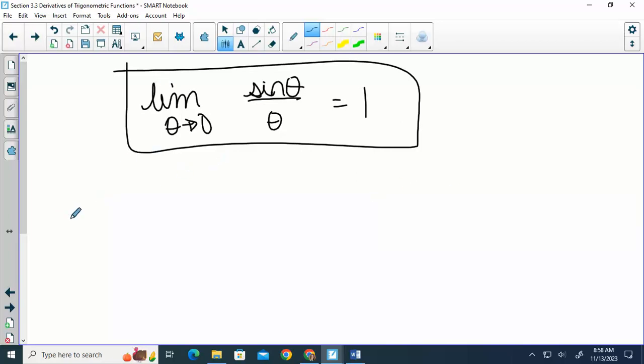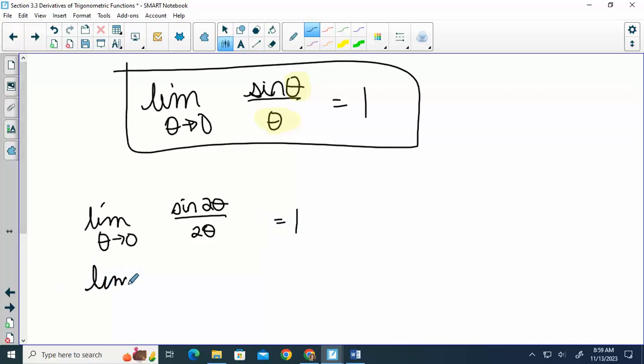It turns out that this is true with different arguments of your angle, as long as your angle is going to 0 and these two match. So for instance, if I had the limit as theta approaches 0 of sine 2 theta over 2 theta, if I put in a 0, am I still getting 0 for my angle? Yes. Do the argument of the trig function and the denominator match? Yes. So this would also be equal to 1.